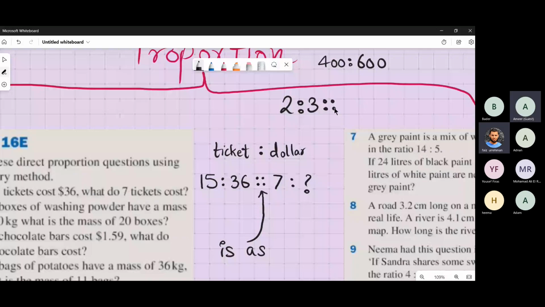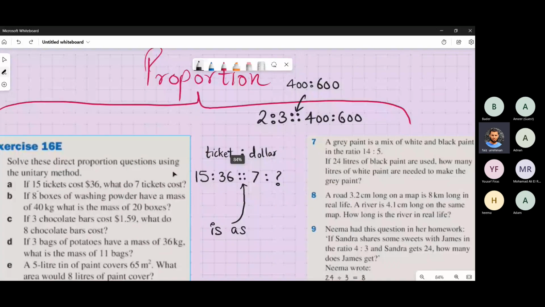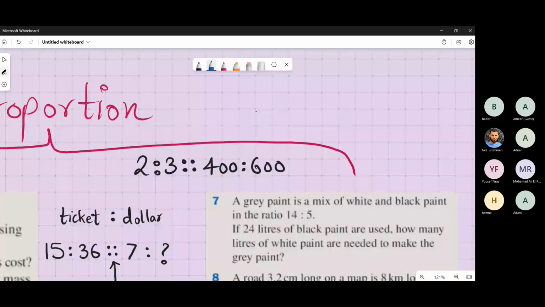Are you getting my point? Yes. So basically this acts as an equal sign between two ratios. Okay. How do we read this line? We read it as 2 to 3 is as 400 to 600. Simply, you read it like this. I will write it down so you can remember how we read this line. 2 to 3 is as 400 to 600. This is how we read.